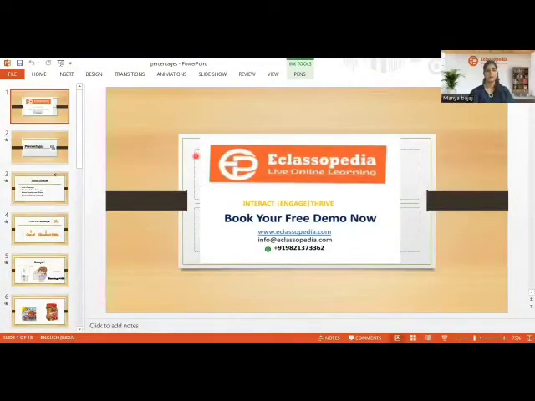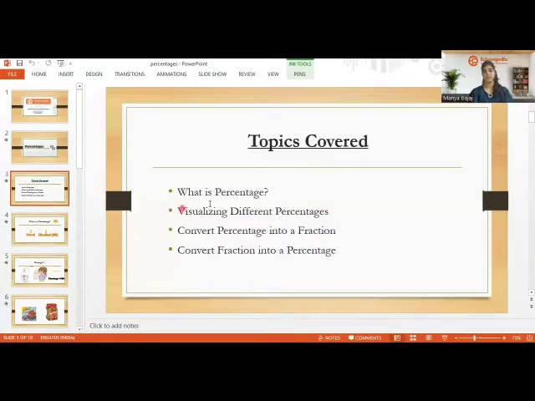Going to study about percentage. The topics we are going to cover are: what is percentage, visualizing different percentages, converting a percentage into a fraction, and converting a fraction into a percentage.